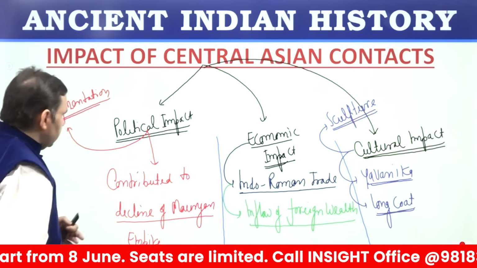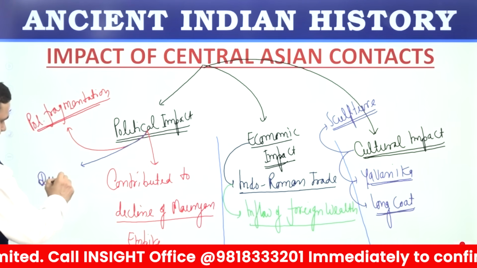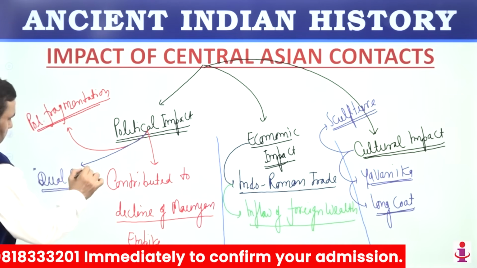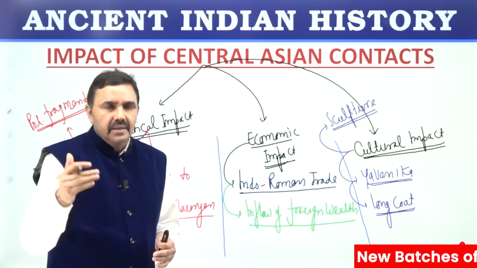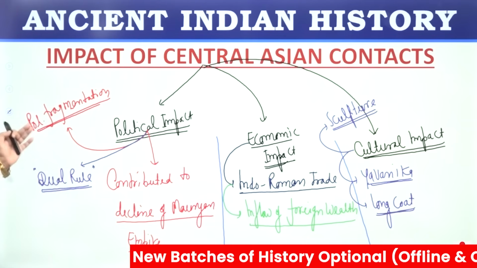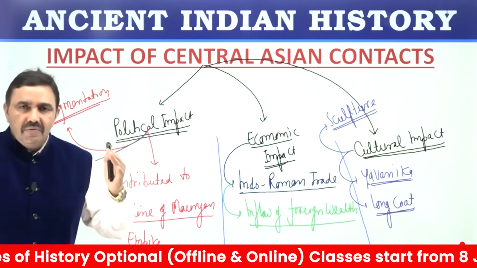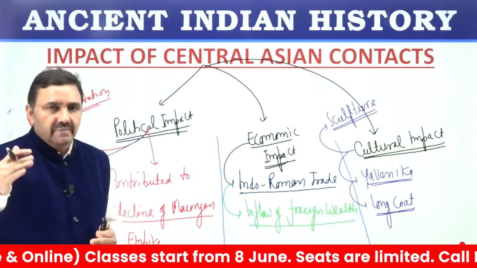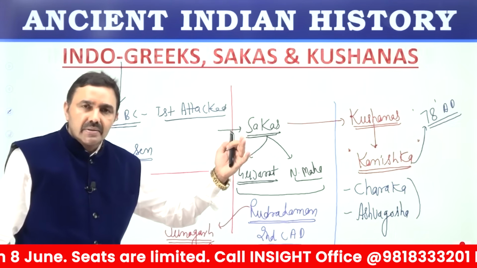Politically also there were some positive sides. The concept of dual rule, the rule of two persons simultaneously, king and his son, was started by these foreign ruling groups. They brought the concept to India. So these are different dimensions of the impact of India's closer relationship with Central Asia. This relationship developed because of the arrival of Indo-Greeks, Sakas and Kushanas.